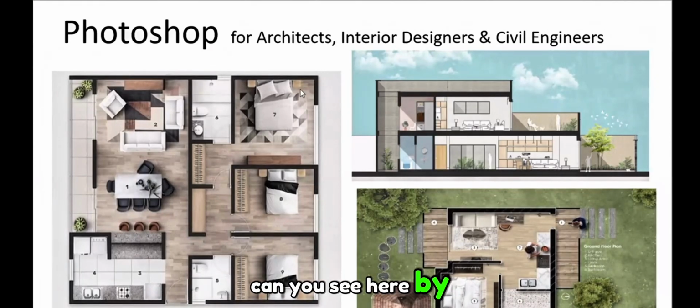Can you see here? By taking a simple 2D plan from AutoCAD, we can do it like this. Can you see the background? We can edit like this. And here you can see we can do the gardening and all of that. So all of this we can do by using Photoshop.